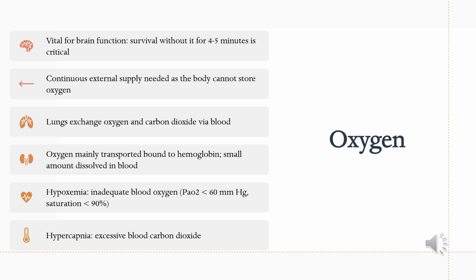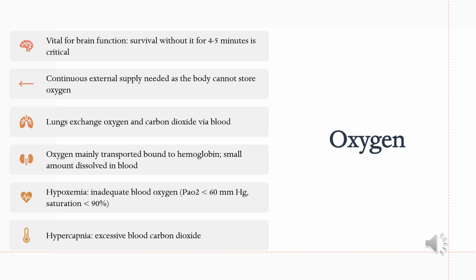Oxygen is vital for brain function, and survival without it for 4 to 5 minutes is critical. The body relies on continuous external oxygen supply since it cannot store it. The lungs exchange oxygen and carbon dioxide, primarily transporting oxygen bound to hemoglobin. If supply is suddenly interrupted or interfered with, it is an emergency. It is the technologist's responsibility to make sure oxygen tanks are full and nasal cannulas as well as oxygen masks are available in the department.